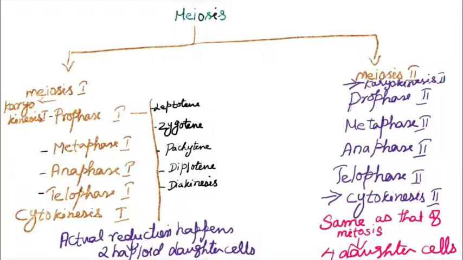Let's talk about meiosis 2. Meiosis 2 consists of different phases like prophase 2, metaphase 2, anaphase 2 and telophase 2. Again, in meiosis 2 also, it starts with karyokinesis 2 and ends with cytokinesis 2. Meiosis 2 is the same as mitosis. As a result of meiosis 2, we get 4 daughter cells.